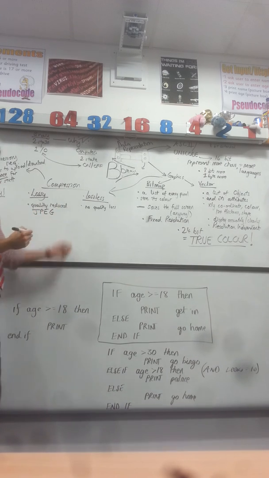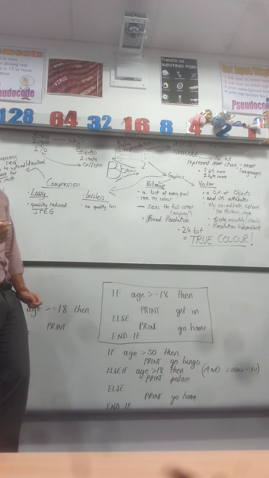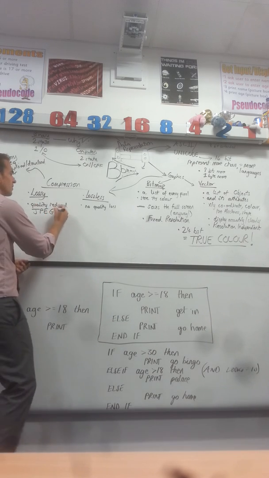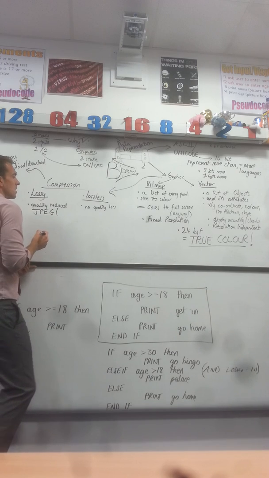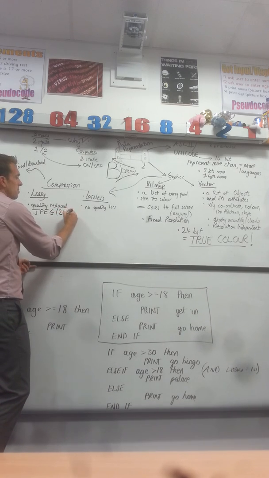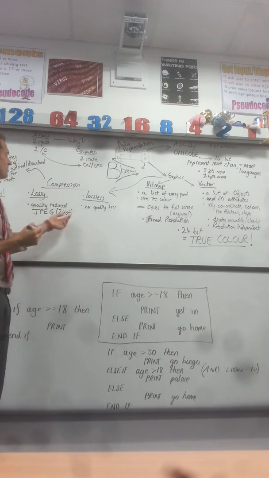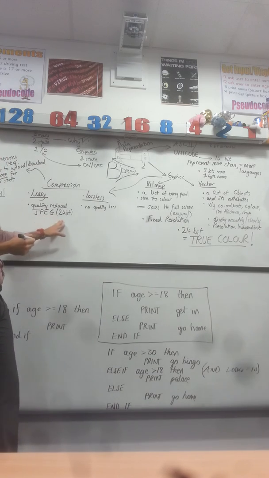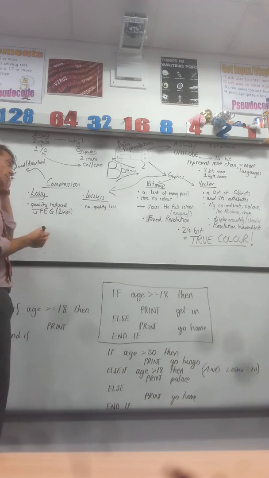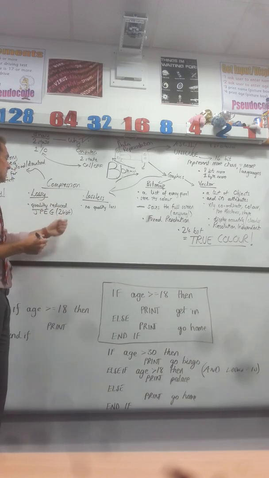JPEGs are lossy. JPEG stands for Joint Photographic Experts Group. Good, have a read over that. How many bit colour depth do you use? It's 24 bit. You get different types of JPEGs, not technically only 24 bit, but for the purposes of the exam it's 24 bit.